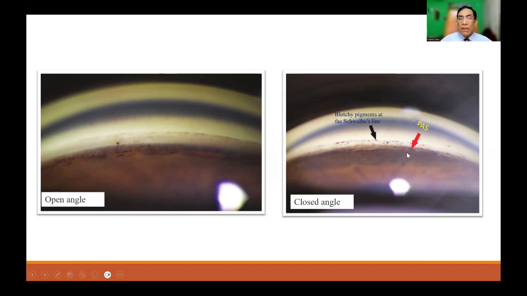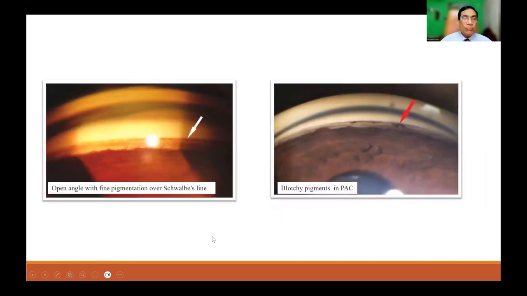In the closed angle, you can see the synechia, a lot of peripheral synechia here, and glossy pigments over the synechia and peripheral synechia. So this is the synechial closure here. So it is again the pigmentation over the Schwalbe's line. So what is that? Already I mentioned the symphysis line. And from there, you can see a little bit of non-pigmented, pigmented part, the stress part.